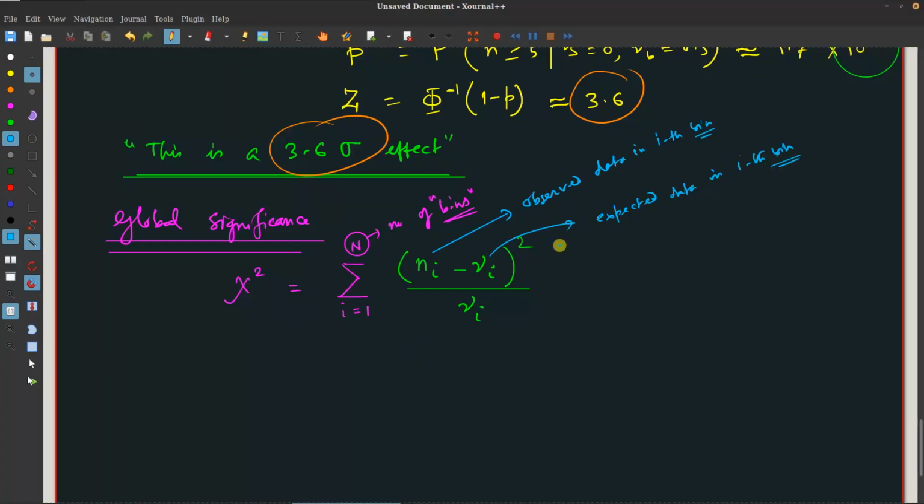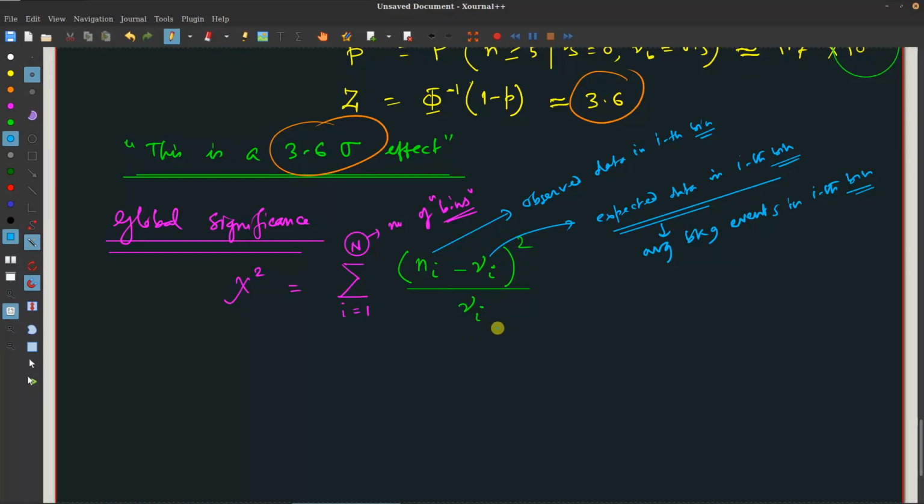By expected means, in this case, if you are testing the background-only hypothesis, it is the average background events in the ith bin. Remember, in general, the chi-square definition was (x minus mu) whole squared divided by sigma squared. Since the average of a Poisson variable is the variable itself, that's why I've kept it here. And the standard deviation of a Poisson variable is the square root of that average. So if you square that, sigma squared becomes nu i.